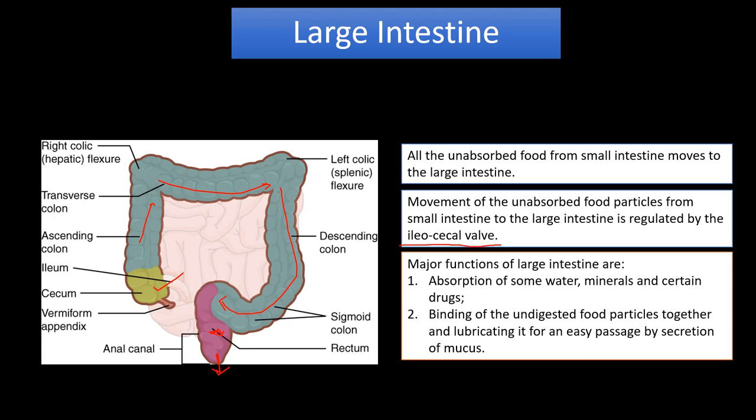There are two major functions. One is to reabsorb the water that is required, along with certain minerals and drugs. The second is to release mucus, which binds the undigested food particles together so that they move easily. That is, it helps in lubrication of the undigested food particles during movement through the colon all the way to the rectum.